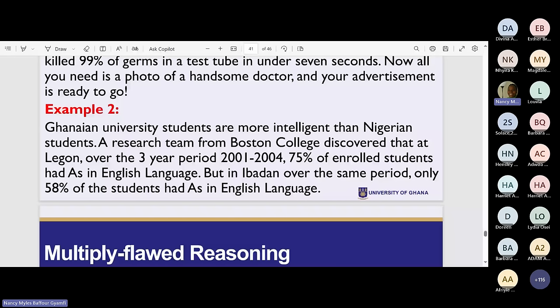Why? The figures you are using fully support the premises. Okay? But using that premise as a research work, meticulously done, that you are going to use to ground that claim, the conclusion about Ghanaian university students, it's wholly inadequate. It's totally irrelevant. Being brilliant in English language at 75% between 2001 and 2004, how does that then mean, therefore, that the University of Ghana students are more intelligent in all courses, in everything, than Nigeria? That's why it's semi-attached. The research is not fully supportive of that conclusion.